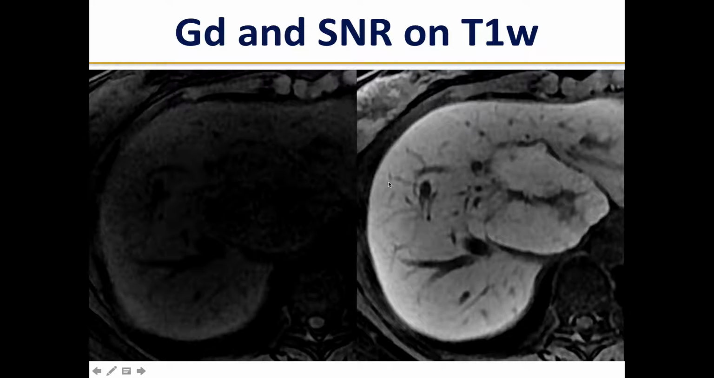What contrast agent was given? I'll let you think about it for a moment. And the answer is that this was gadoxetate or Eovist, because the liver is now very, very bright and the blood vessels are dark. We'll talk about that later, why that might be. So we gave gadoxetate.